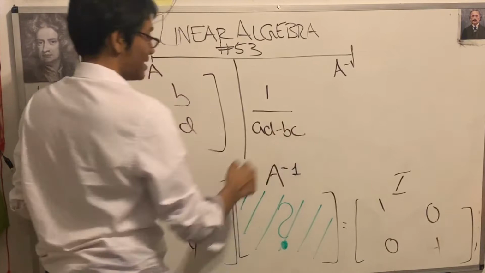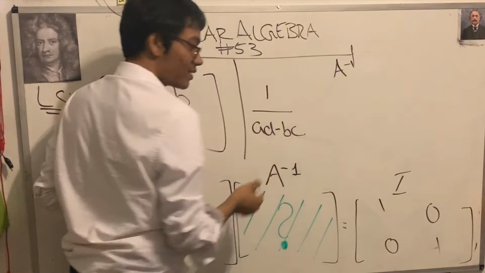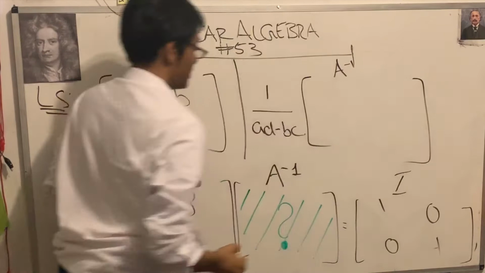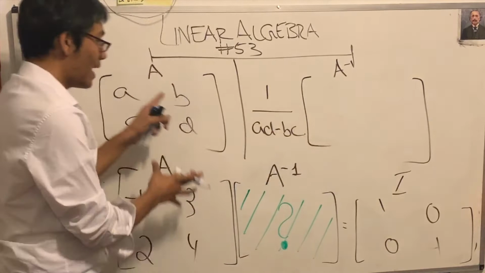Determinants don't come in now. We don't know what determinants are yet. But we're going to take this scalar quantity and multiply it by a kind of transformed matrix.